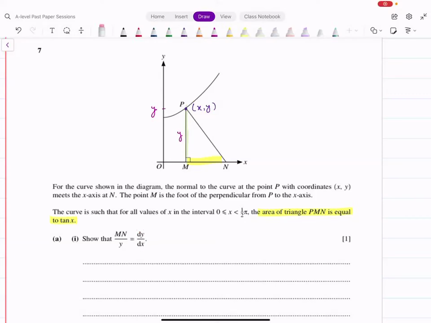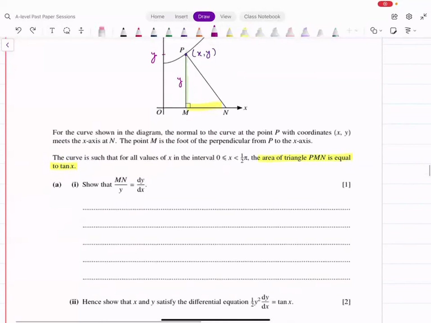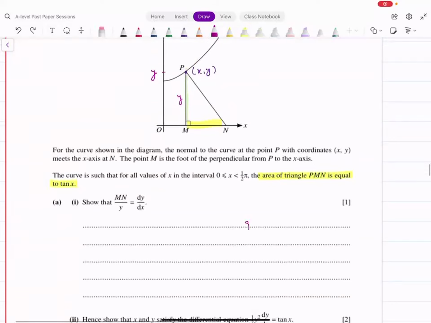Now, what is dy over dx? dy over dx is the gradient of the curve at any point, or you can say the gradient of the tangent, right? What is dy over dx? Gradient of the tangent at any point. And what do we have in PN? PN is the normal to the curve. So what can we do? What we can actually do here is find the gradient of the normal.